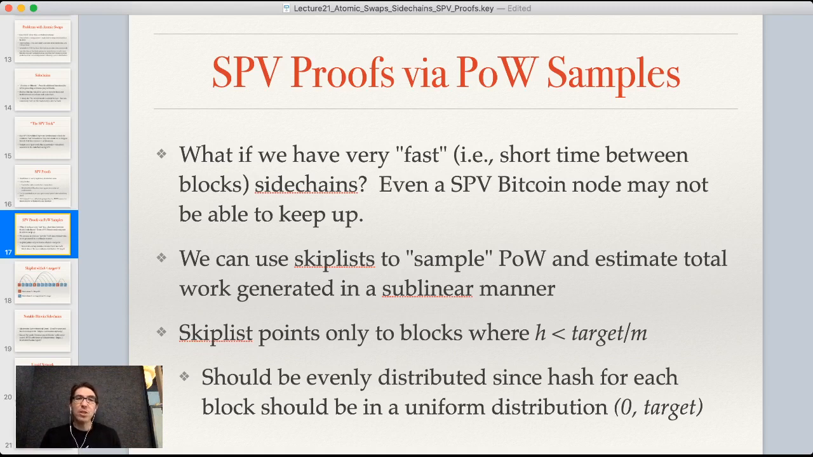So here we're only going to point to blocks where the hash is less than the target divided by some value. So if, let's say, the target is a million on the sidechain blocks, then if m is equal to 4, we're only going to point to blocks where the hash is less than 250,000. This should generally be evenly distributed, since a hash for a block is uniformly distributed between 0 and the target.